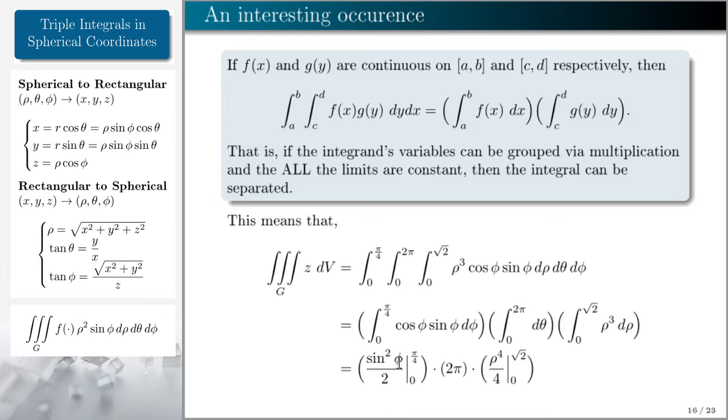At 0, this is 0. At pi over 4, it's 1 half times 1 half times 1 half. That will be a 1/4 times, of course, 2 pi. And if I evaluate rho to the 4th at square root of 2, that will just be 4. So that will give me a 1, which is the same answer as we have before. So truly, using spherical coordinate systems will make our evaluations much easier. Of course, provided that all of the limits are constant.